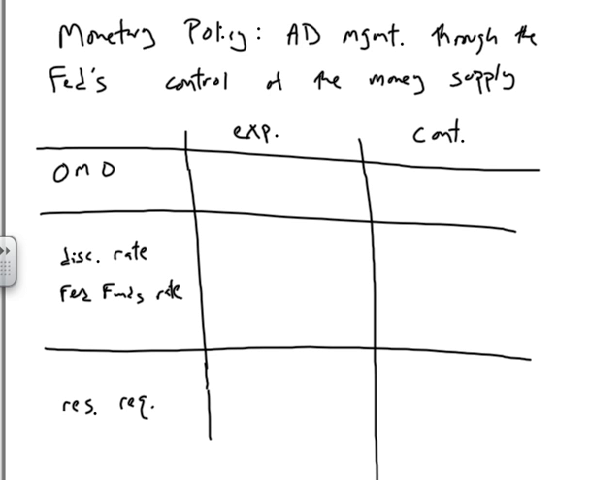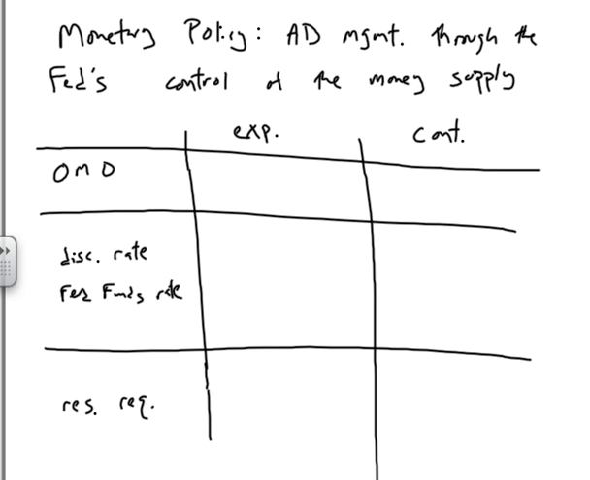Monetary policy is an AD management policy that the Federal Reserve is in control of. Unlike fiscal policy, which is controlled by Congress, the Federal Reserve is in control of monetary policy. And this is the way the Fed can manipulate aggregate demand through changing the money supply. The Fed has three main tools for changing the money supply.